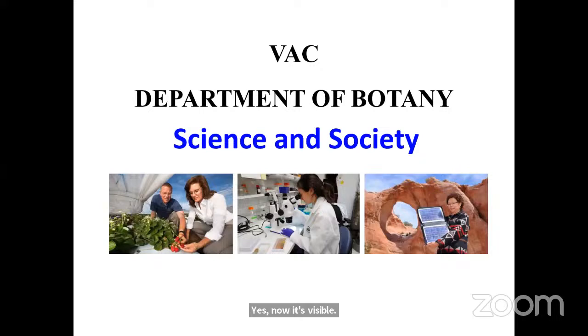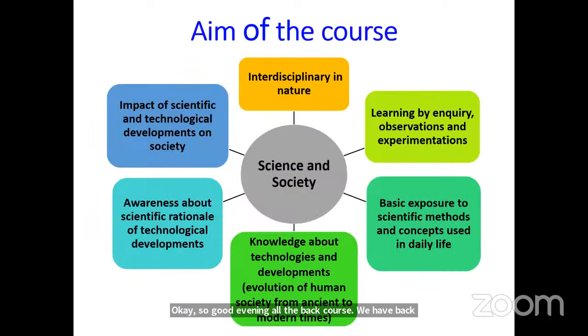The VAC paper offered by the Department of Botany is Science and Society. This paper is interdisciplinary in nature, and it focuses on learning by inquiry, observations, and experimentations. It provides students with basic exposure to scientific methods and concepts used in day-to-day life. It provides knowledge about different technologies and developments that have played a significant role in the evolution of human society from ancient to modern times. It creates awareness about the scientific rationale of technological developments and also about the impact of these developments on society.